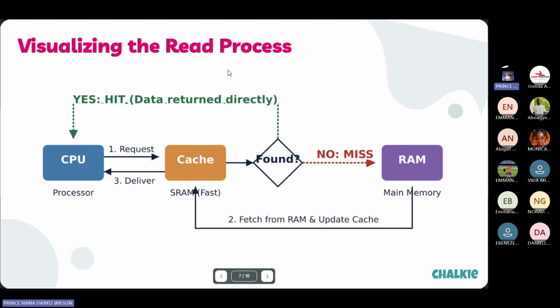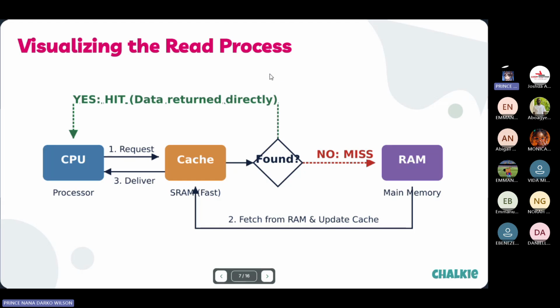Now, visualizing the read process. So let's use a flow chart to visualize what is happening. The central processing unit sends a request to the cache. If the cache has it, it immediately delivers it to the central processing unit. However, if the cache doesn't have it, it does the second condition: it checks. Did we find the data we needed?